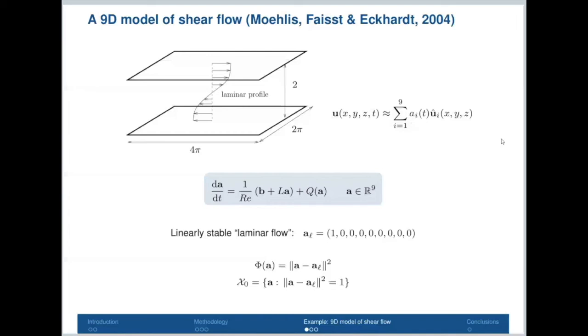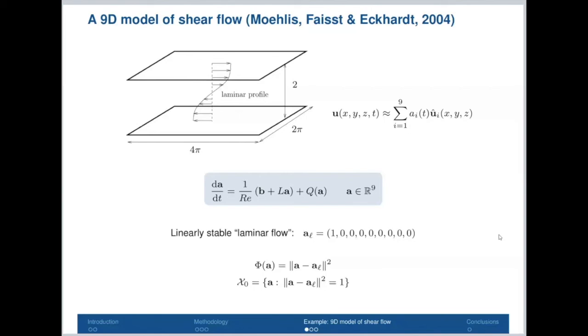So I was saying we have a linearly stable laminar flow, which corresponds to a sinusoidal flow profile, as shown in the figure. And the problem I'm going to consider is the amplification of the distance from this laminar flow, so let's say a perturbation energy, amongst all perturbations that have unit initial energy. So this would be my initial set.